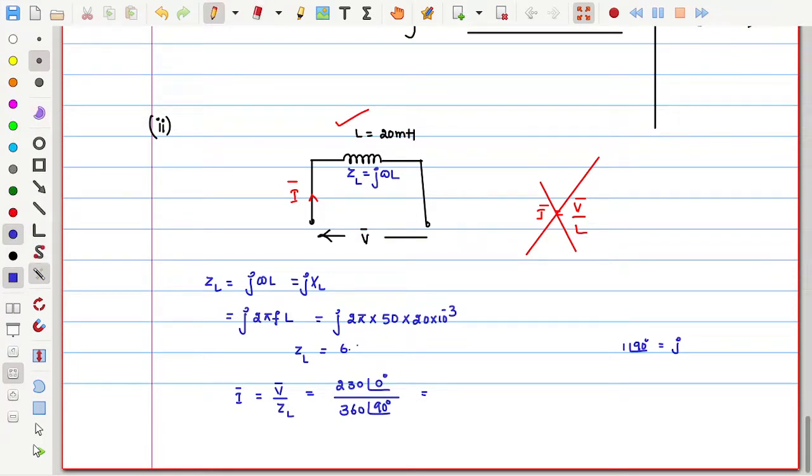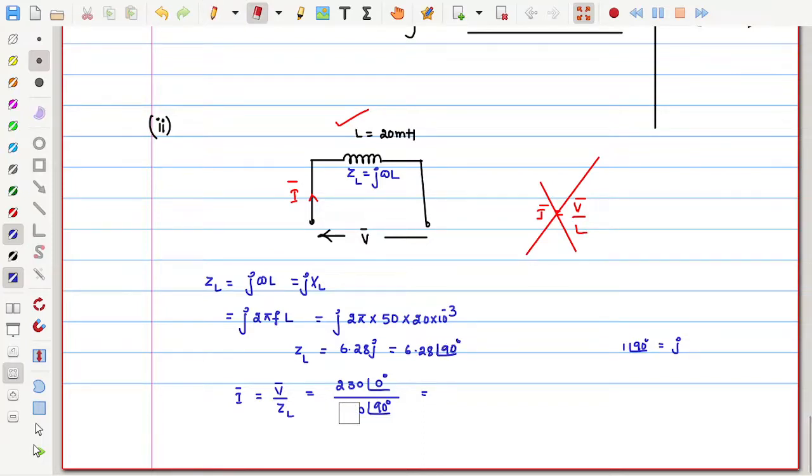Other persons, anybody doing that? 6.28? Is that correct? This is a 10, so this 10 power 3 and everything will go away. So pi is 3 point something into 2. So right, this is 6.28 only. Okay, so which can be written as 6.28 at an angle of 90.